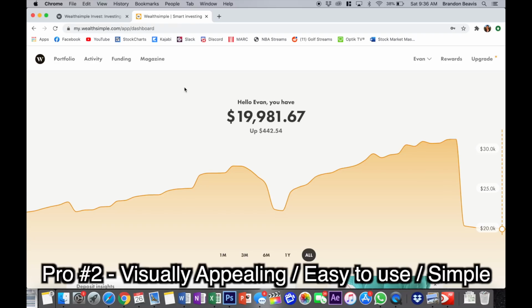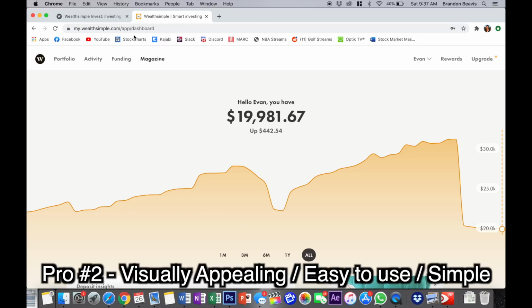The second positive, I think, as we just touched on, is that this is a very visually appealing platform. I think they nailed it with the simplicity. It's not here to overwhelm you. It's not here to confuse you. Keep in mind, we have people here all the time that are brand new to the stock market. They've never done anything. You don't want to be overwhelmed. And the simple layout, I think, they absolutely nailed it.